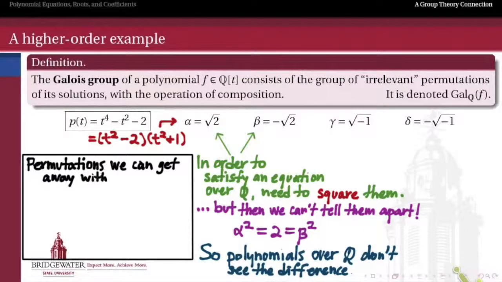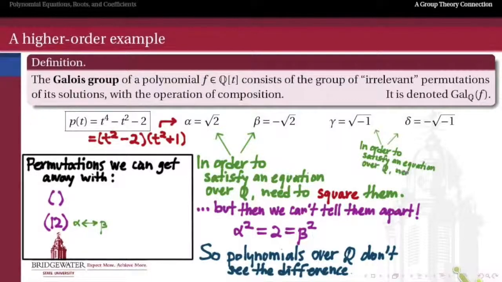So here are the permutations that so far we know we can get away with. We can always get away with the identity permutation, but because alpha and beta both are identical after we've squared them, we can also get away with transposing one of them with the other. That's the permutation 1, 2, if we order these roots 1, 2, 3, 4. Then the same thing is also true of gamma and delta, this plus and minus the square root of minus 1.